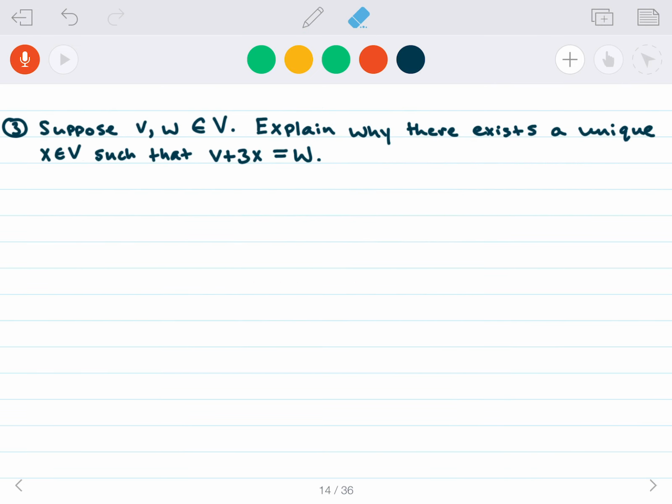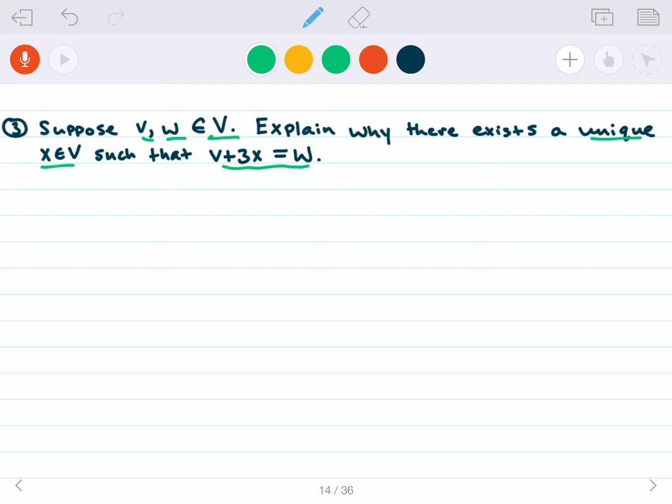Okay, so this is number 3 from the exercises in the back of 1B. Suppose we have two vectors V, W in our vector space, capital V. Explain why there exists a unique x, a unique vector in V, such that V plus 3x equals W.